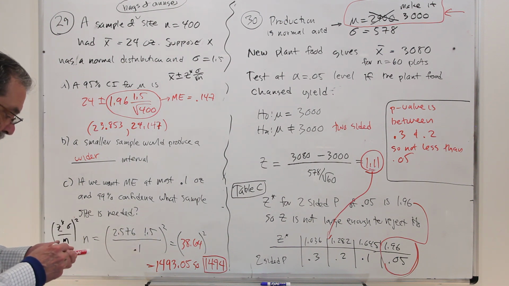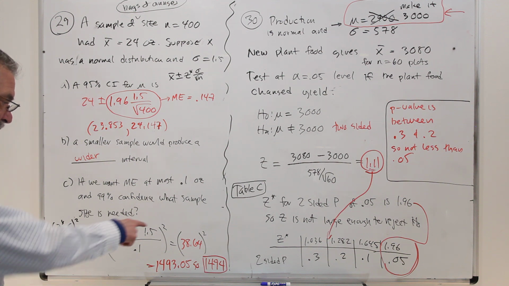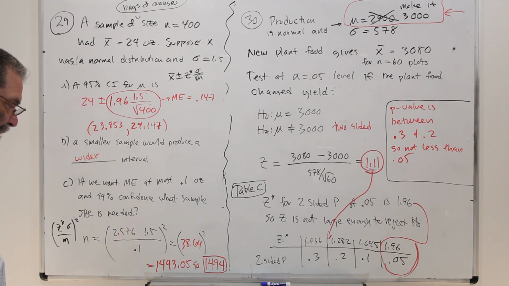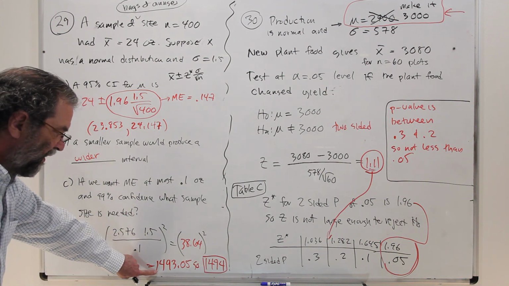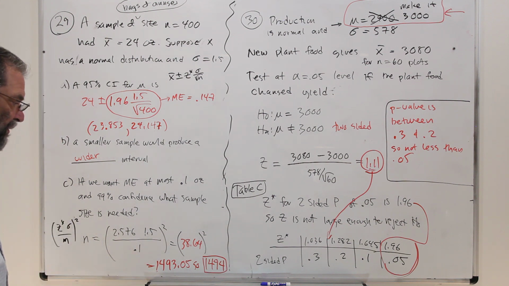I sure hope I got that without transposing numbers. I got 38.64 for the inside. We're going to square that. 1493.05, and then we always go up to the next larger number. Otherwise we don't quite get the margin of error we need. We get something just a tiny bit larger. So 1494 is the correct answer.